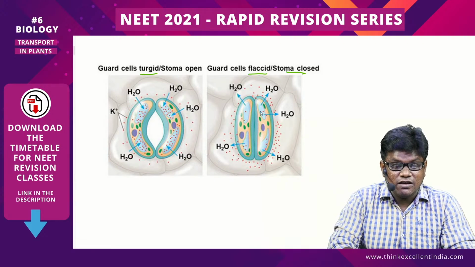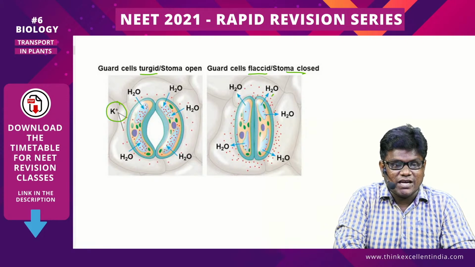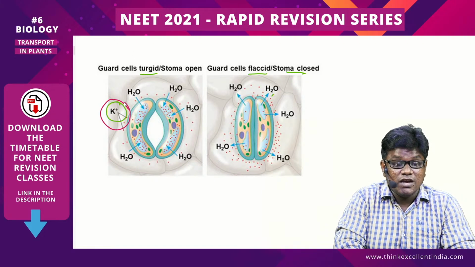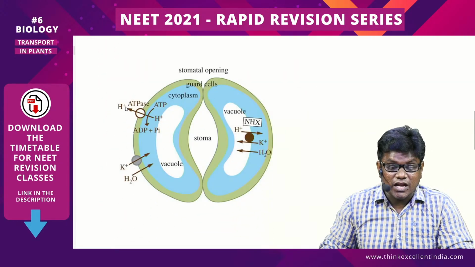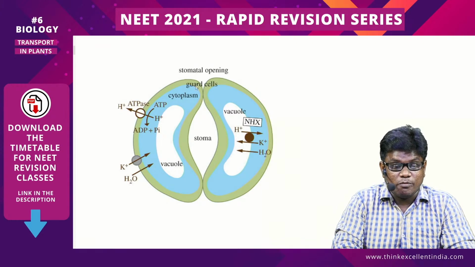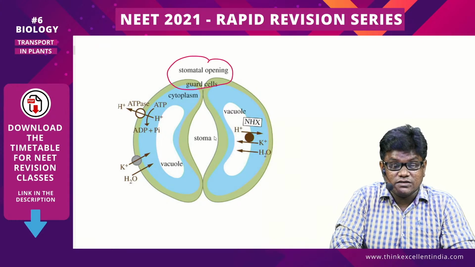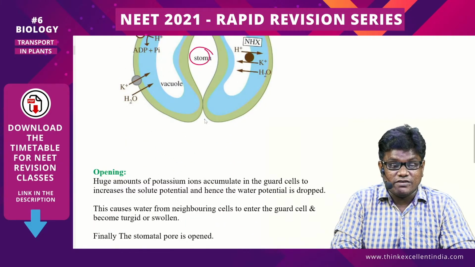Here you can see the water is getting inside, the water is going outside, and K plus ions are also getting inside. What exactly are the K plus ions? The potassium influx and efflux. I mean incoming and outgoing will be very important when you talk about this. The stomatal movement is also important. Stomata is getting open. Why exactly? What is the reason for opening? We are going to see.